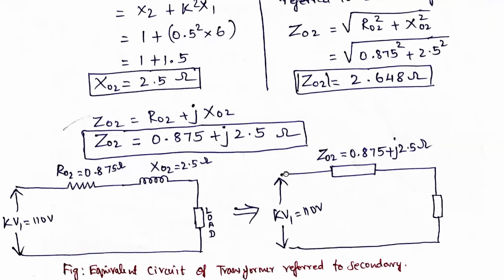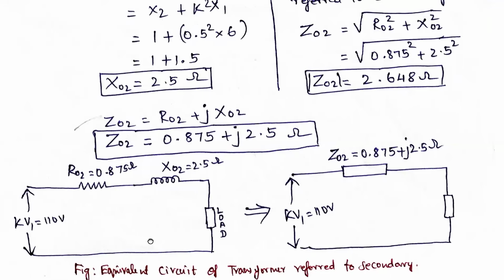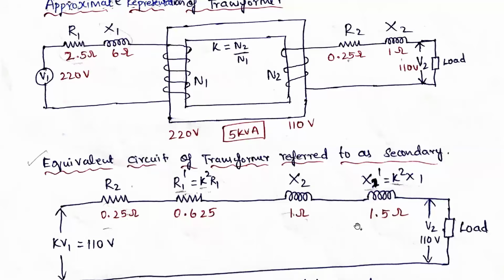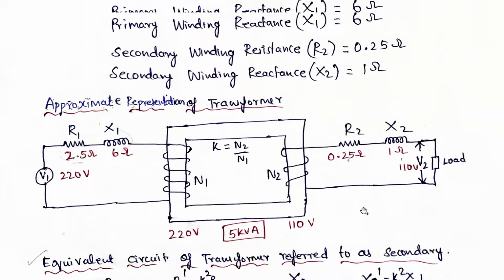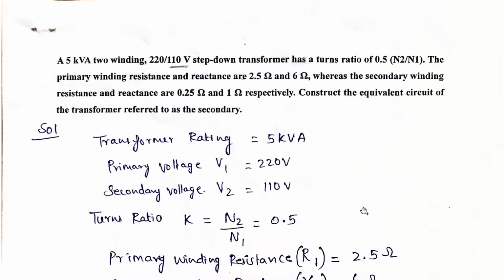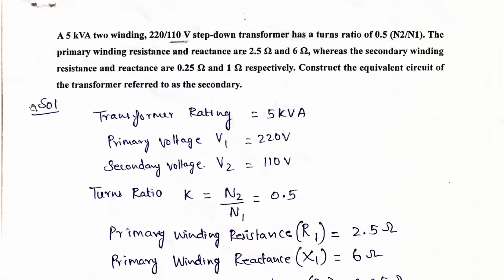So that's all. This is how you need to draw the equivalent circuit of the transformer referred to the secondary with respect to the primary. That's all. Very simple. Easily you can score 5 marks or 10 marks or 2 marks. Suppose they ask one part in 2 marks also, whatever it is, you can easily score the marks.